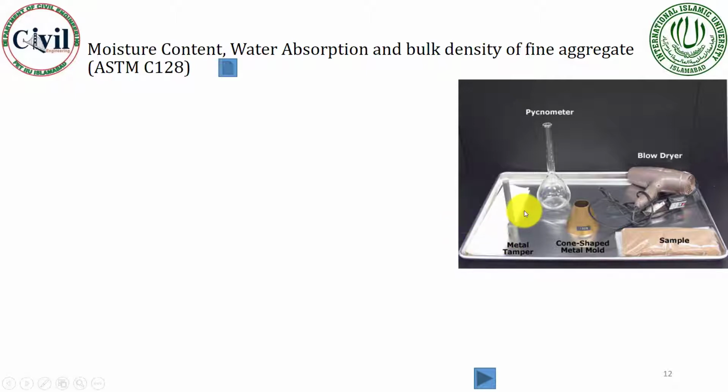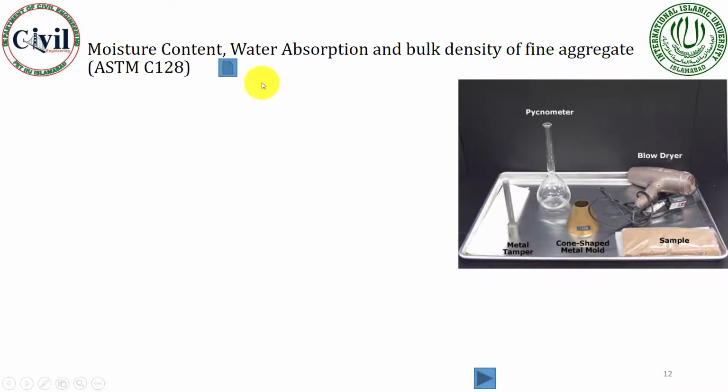So for this experiment we will have a pycnometer, a blow dryer, a sand sample, and a cone-shaped metal mold in which we will compact the sand with the help of this metal tamper. So how can we get the specific gravity, water absorption, and bulk density of this material, sand?